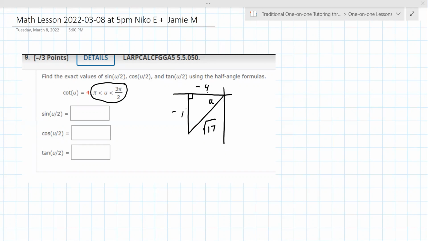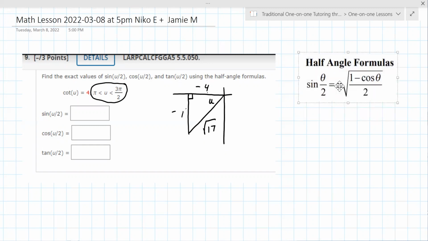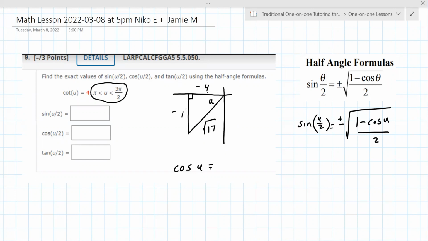And for sine, let me snip this in. Yet another formula. There's a half angle formula for each of sine, cosine, and tangent. So here it is. Notice, like in your problem, you're finding sine of u over 2, and it's 1 minus cosine u over 2. Sometimes there's confusion about that, but u is the angle, so we just need cosine of u. Basically, cosine of u is minus 4 over the square root of 17.